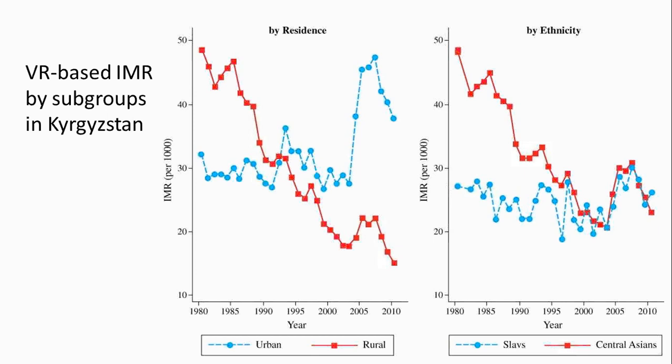If you look by ethnicity, what's interesting is that Kyrgyzstan is a multi-ethnic country, and you have basically two main broad groups. You have Slavs, Russians, Ukrainians, etc. Then you have Central Asians, mostly Kyrgyz and Uzbeks in Kyrgyzstan. And during the late Soviet period, you have this excess mortality among Central Asians.